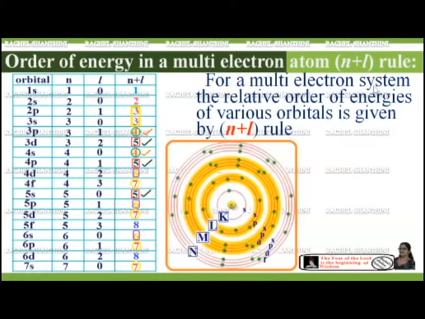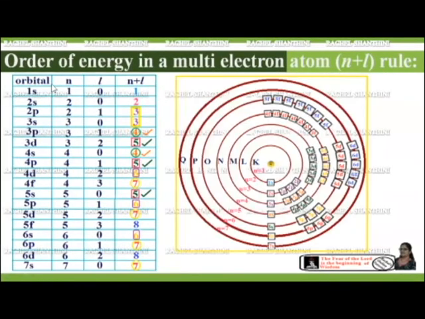So for a multi-electron system, the relative order of energies of various orbitals is given by the n plus L rule. We know that n is the principal quantum number and L is the azimuthal quantum number. Now let us see how to calculate the n plus L value. The order of energy in a multi-electron atom depends upon the n plus L rule.